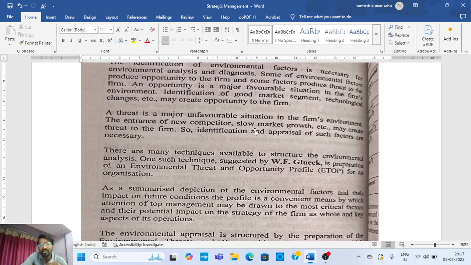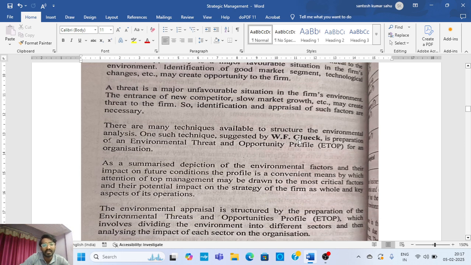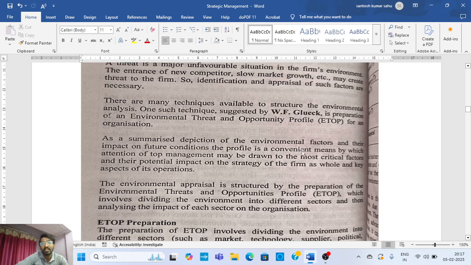And slow market growth will also affect the firm and the organization, etc., right, and may create a threat to the firm. So identification and appraisal of such factors are very necessary. Then there are many techniques available to structure the environmental analysis.